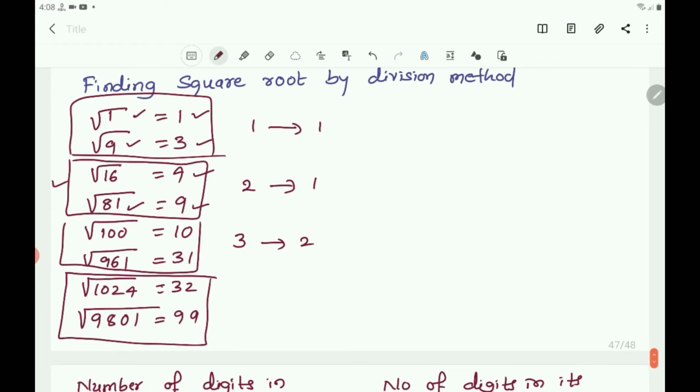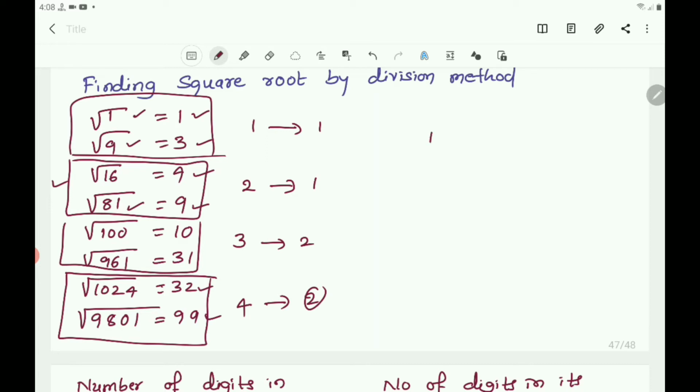Next, 1024. It is a square number with 4 digits. It is the smallest square number with 4 digits. Its root is 32. And 9801 is the greatest square number with 4 digits. Its root is 99. So if the square number has 4 digits, its square root has 2 digits.